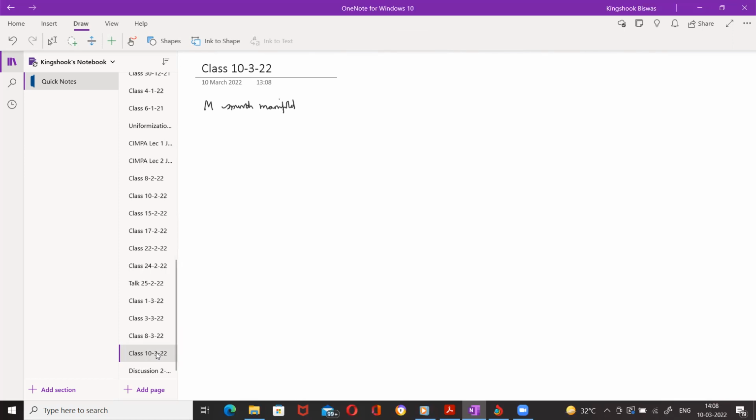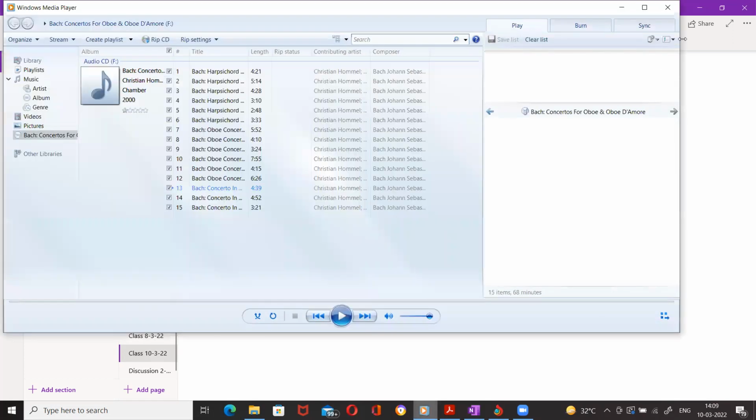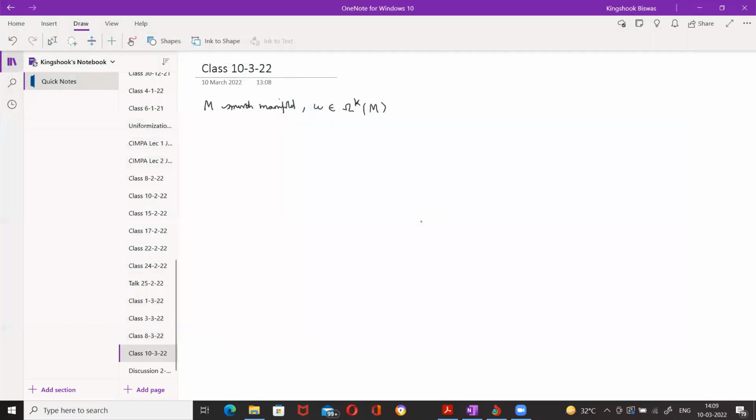And suppose I have omega is a k form. One second. This is going a bit slowly. Let me just turn it. Okay. Omega is a k form. And suppose I take a chart, all right?